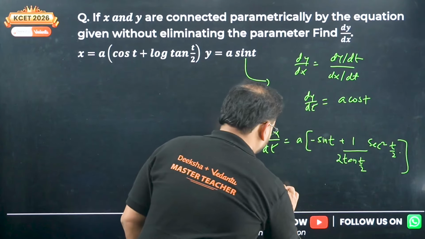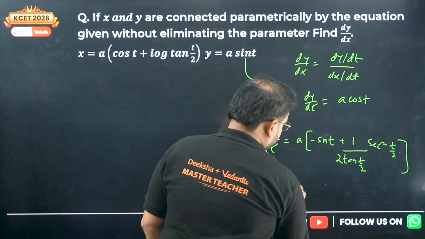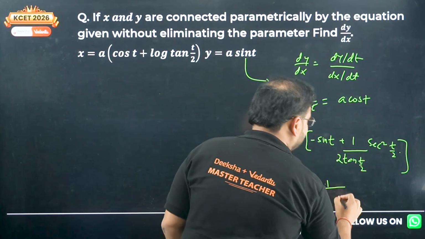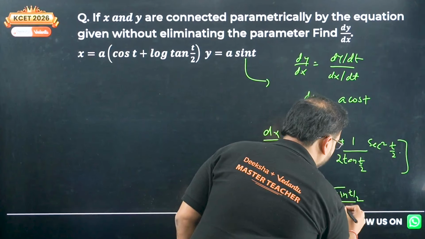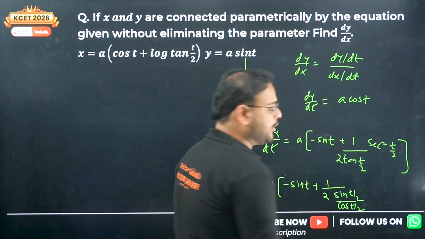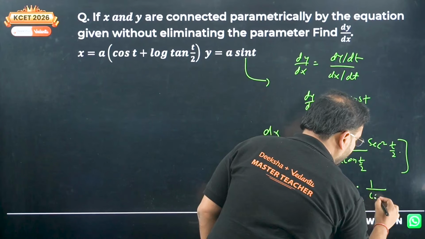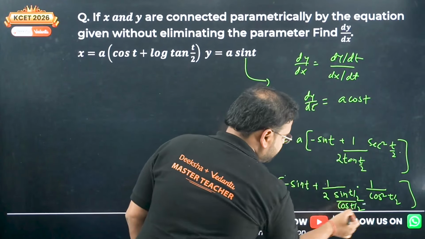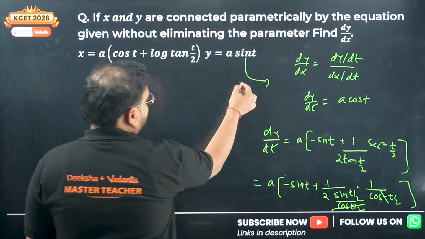Continue over here. So we have a, check this out, minus sin t as it is. Everything is on this step. So we have 1 by 2. Tan t by 2 is how much? Sin t by 2 divided by cos t by 2. Tan t by 2 is sin by cos. Sec square will come in the denominator, so we'll have 1 upon cos square t by 2. Right? So check this out. This cos t by 2 and this will cancel. We have 2 sin t by 2 and cos t by 2.